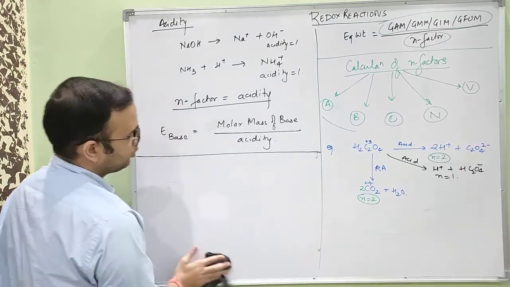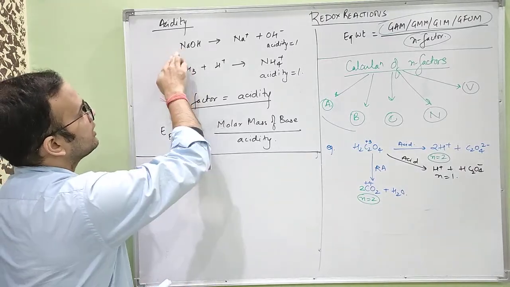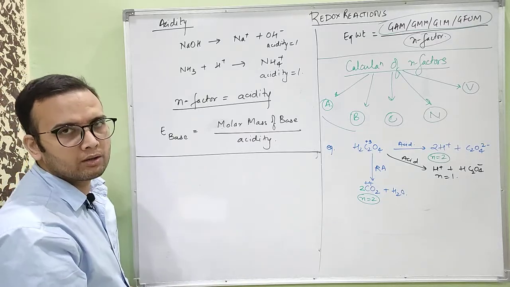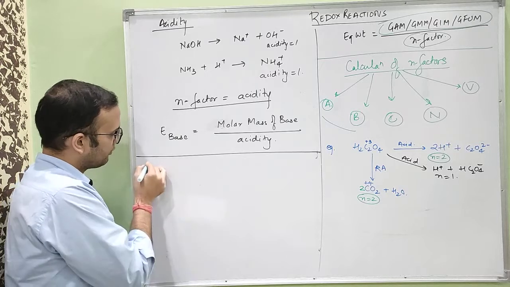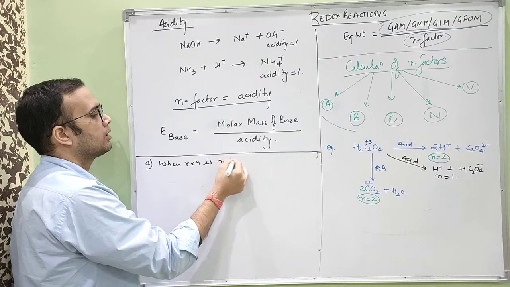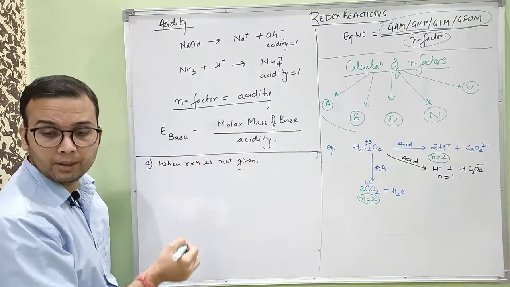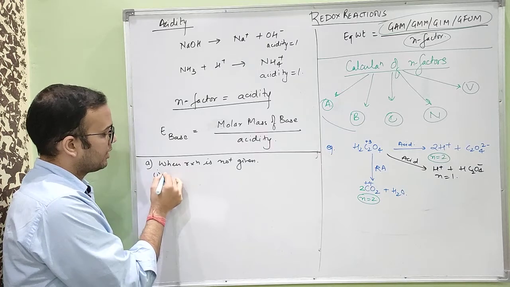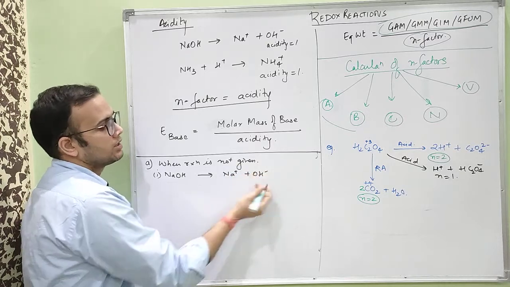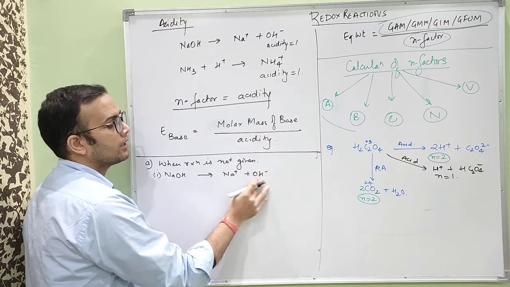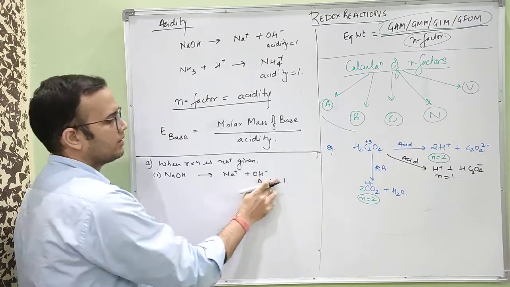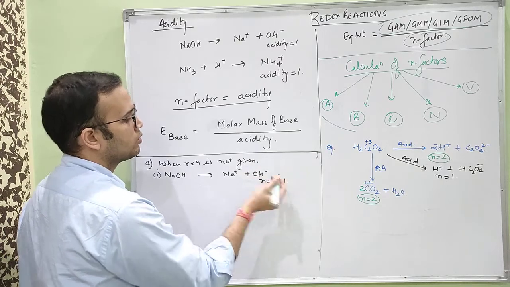Okay, so according to the two definitions, one is the number of OH minus given. For this we do not need a particular reaction. So there are two ways of going about it. First is when the reaction is not given. Let's take an example of NaOH. NaOH, we already know that it gives Na plus OH minus. Since it is giving 1, we will say that N is equal to A is equal to 1.